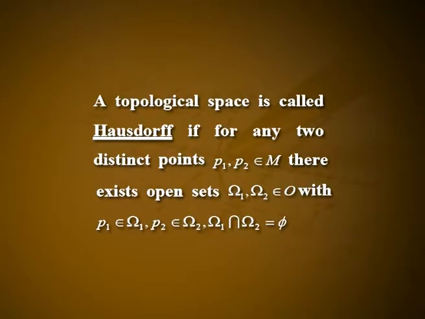The sets from O are called open. A topological space is called Hausdorff if for any two distinct points P1 and P2 elements of M, there exist open sets Omega 1 and Omega 2 elements of O with P1 an element of Omega 1 and P2 an element of Omega 2, and Omega 1 intersection Omega 2 is the empty set.